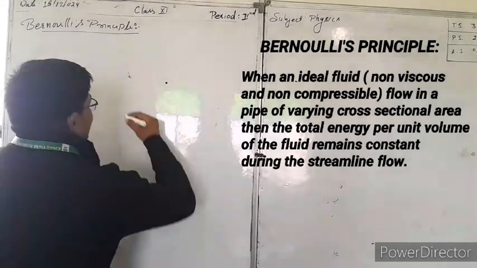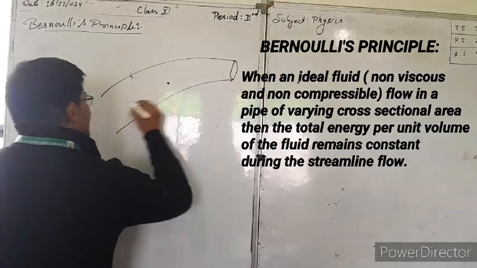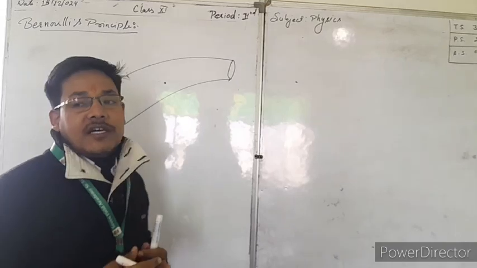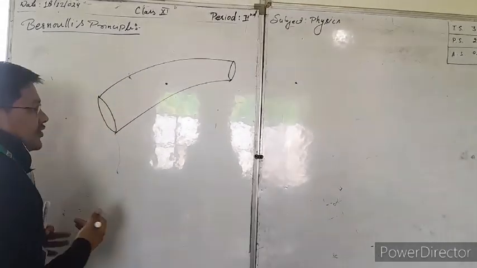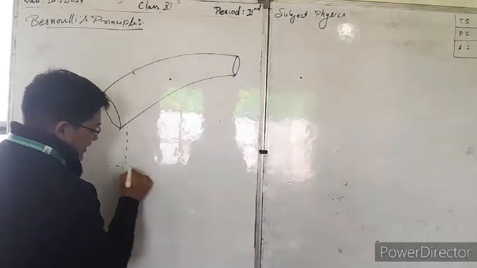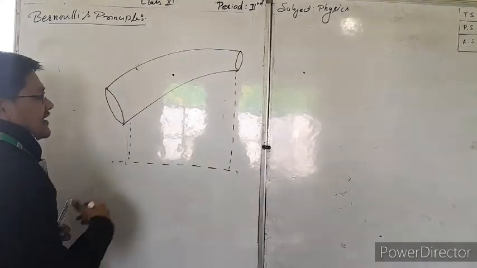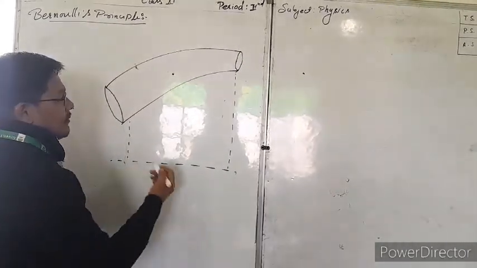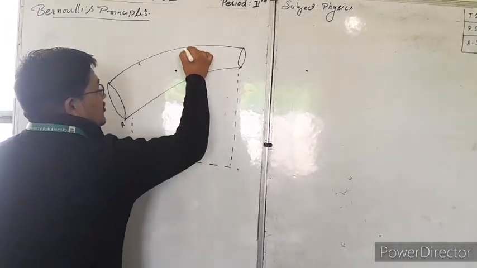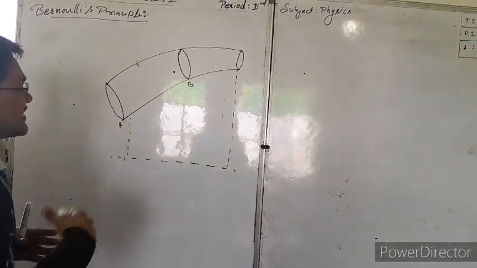So just suppose that there is a pipe of varying cross-sectional area like this. There are many ways to prove Bernoulli's principle, but I am going to use the work-energy theorem. So by using the work-energy theorem, we will prove Bernoulli's principle. Last time we already discussed what Bernoulli's principle is. First of all, suppose there is a fluid flowing in a pipe of varying cross-sectional area between points A and B. Is that clear?